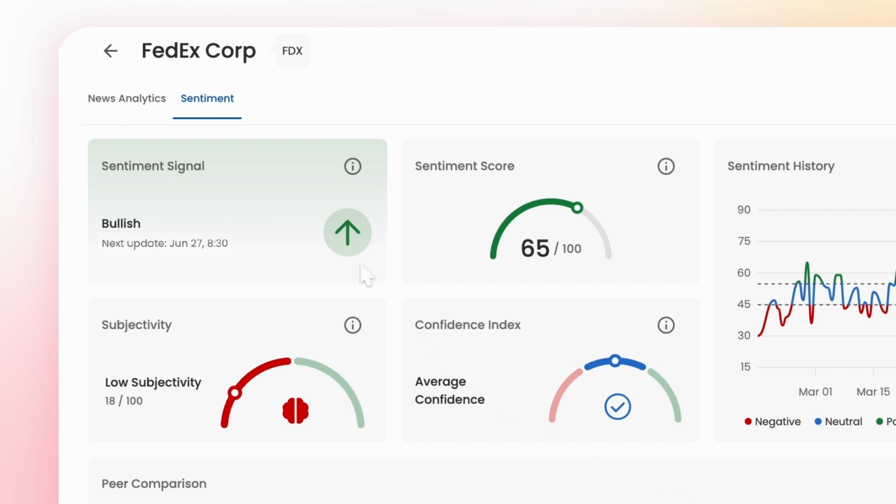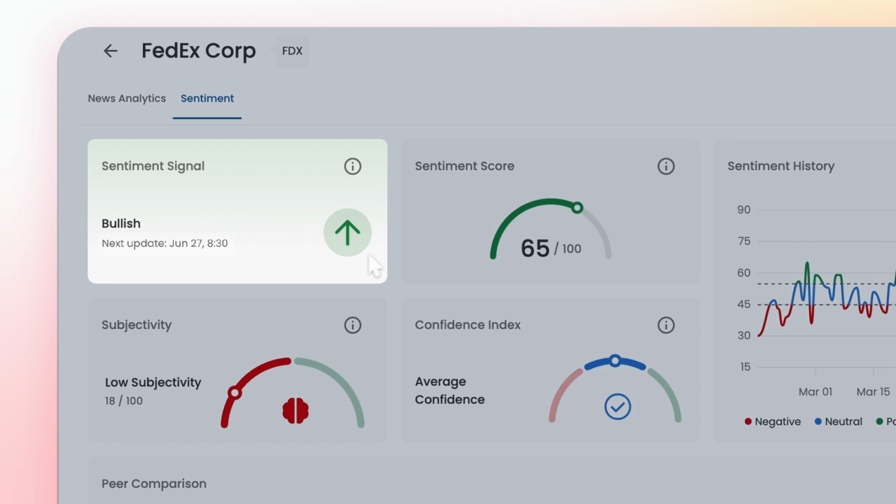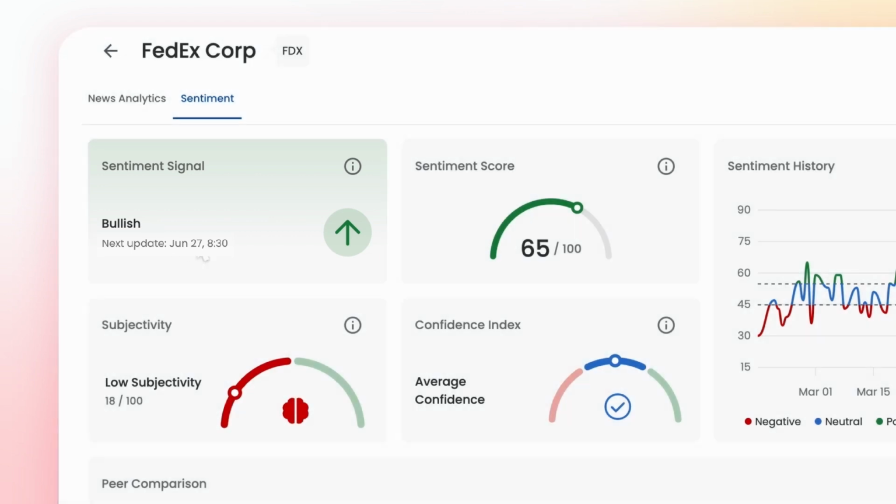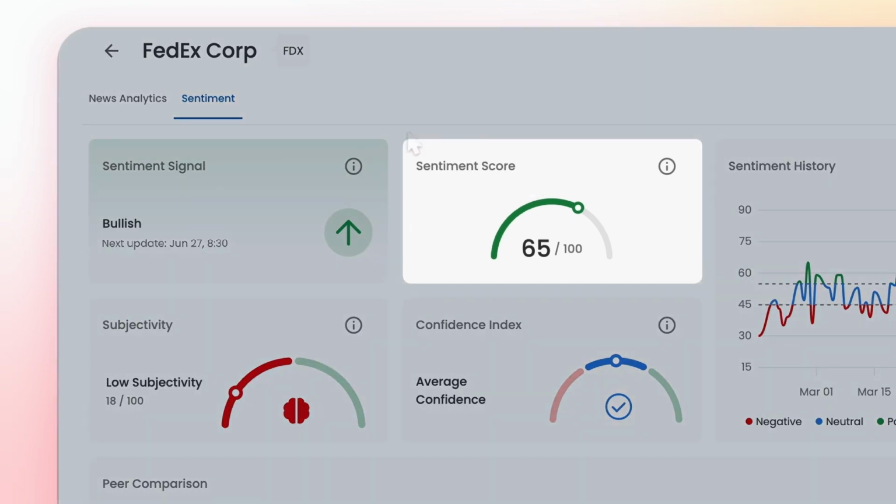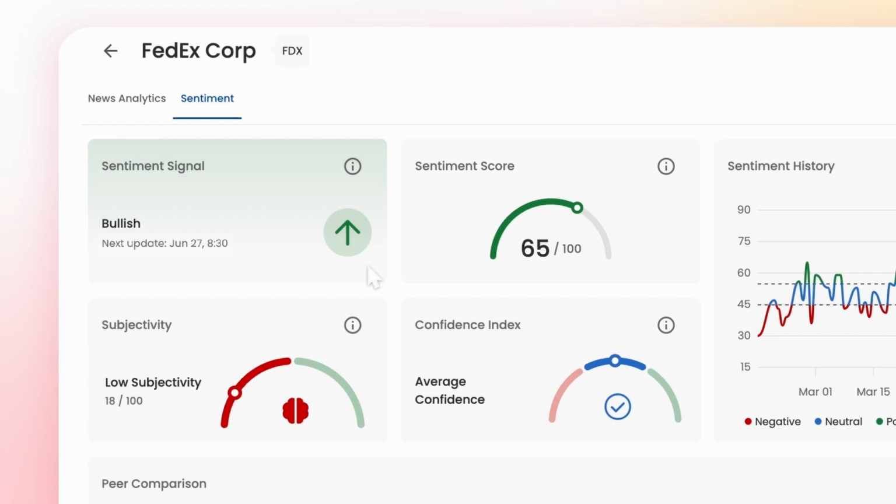Starting with the sentiment signal. For FedEx, I can see the sentiment signal is bullish, indicating that the stock is expected to go up. This signal is derived from the sentiment score, and when bullish, it means the sentiment score is equal to or above 55. The signal is released before the daily market session. Next is the sentiment score. This analytic indicates how the crowd feels about the instrument, ranging from very negative to very positive on a scale from 0 to 100. A sentiment score of 65 is positive, which explains the bullish sentiment signal.